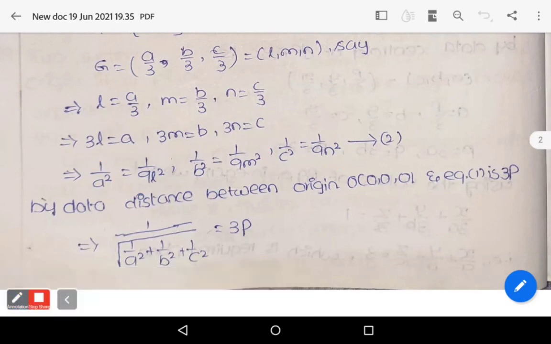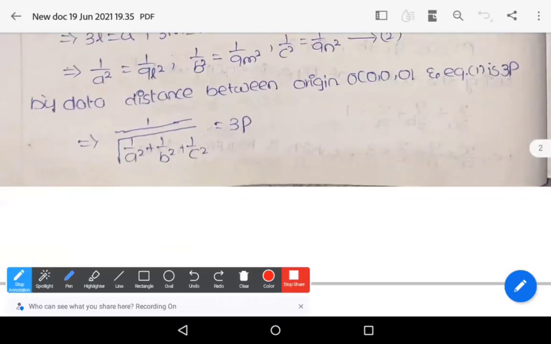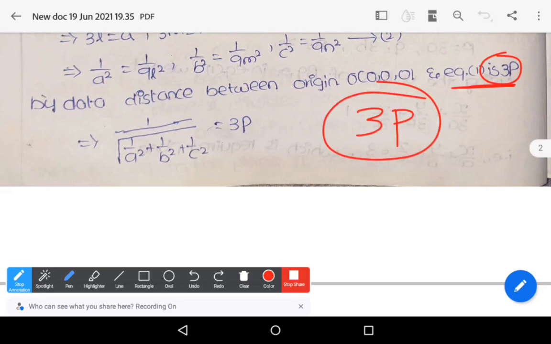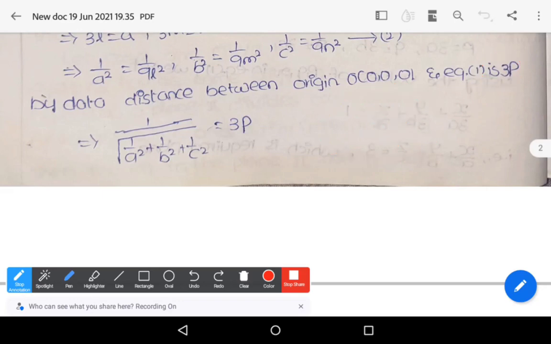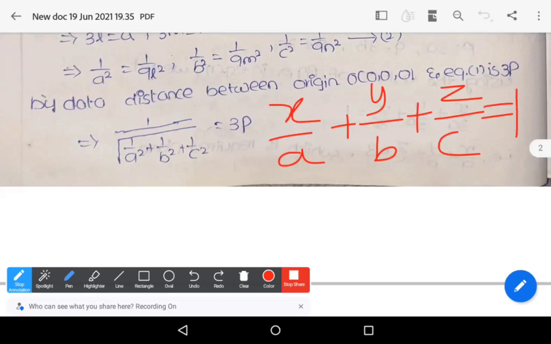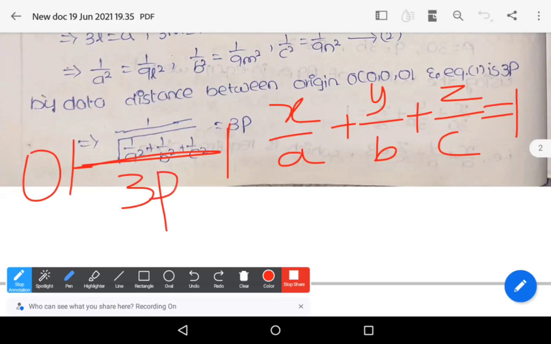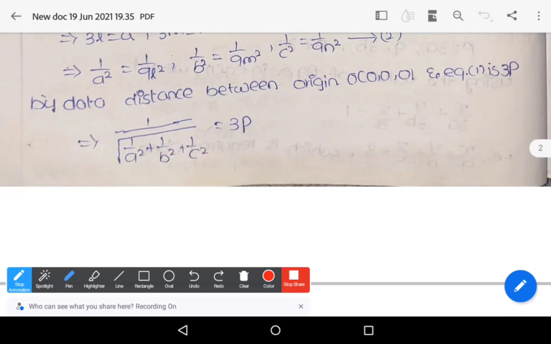Now, by data, the distance between the origin and equation 1 is 3p. In the problem they have given that the distance between the origin and the plane is 3p. What is equation 1? x by a plus y by b plus z by c is equal to 1. The distance between the origin and this plane is 3p units. What is the formula for distance?